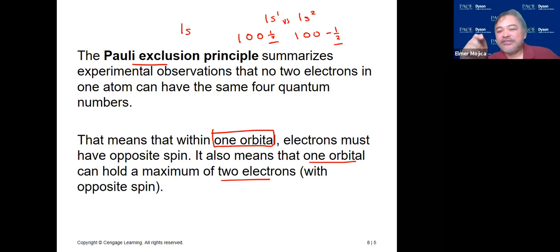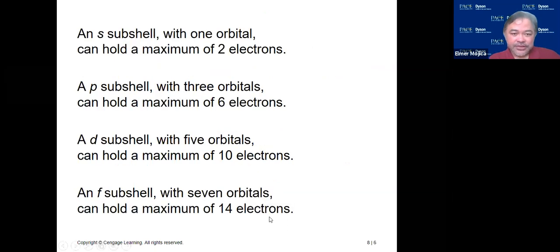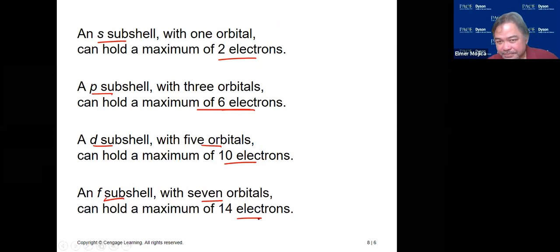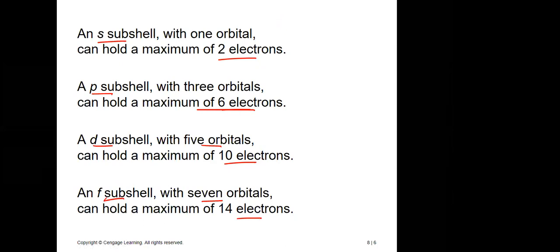An orbital can only take at most 2 electrons. So what does it mean? For an S subshell, you can only have 2. For a P subshell, which has 3 orbitals, you can have at most 6. For a D subshell, which has 5 orbitals, you can have at most 10. And for an F subshell, which has 7 orbitals, you can have at most 14. Is that clear? Everybody?